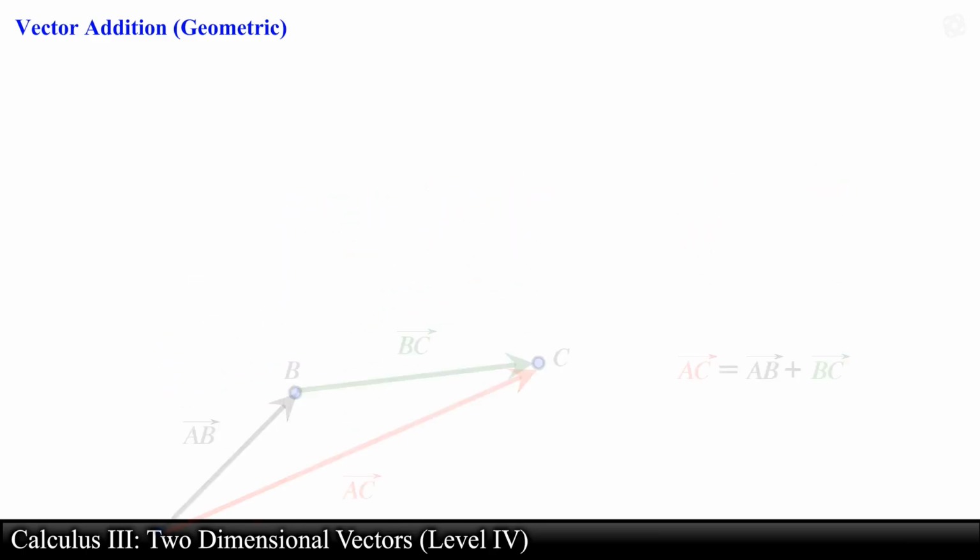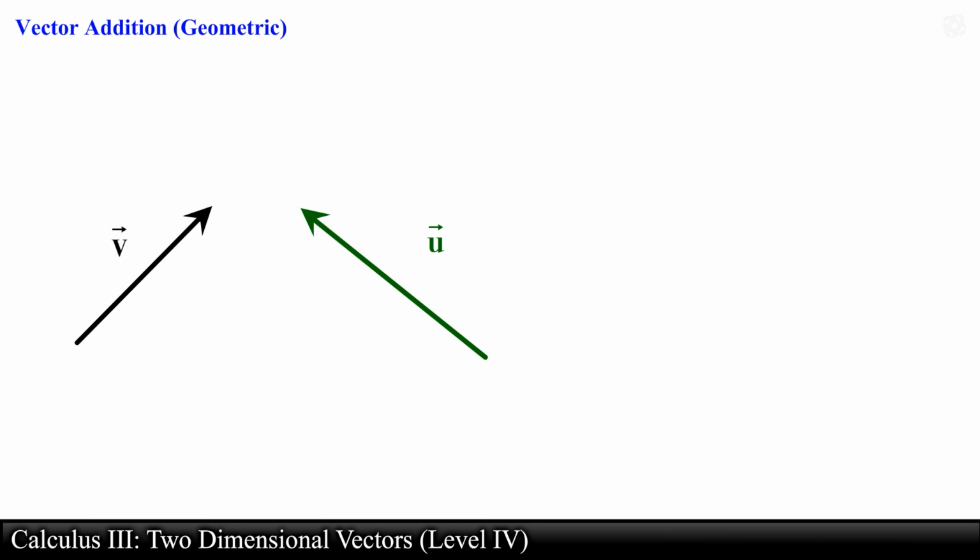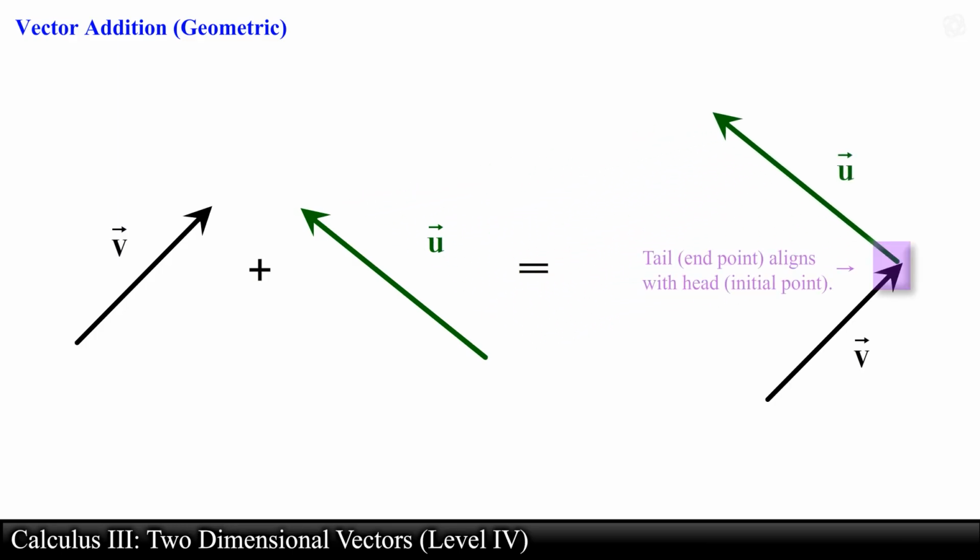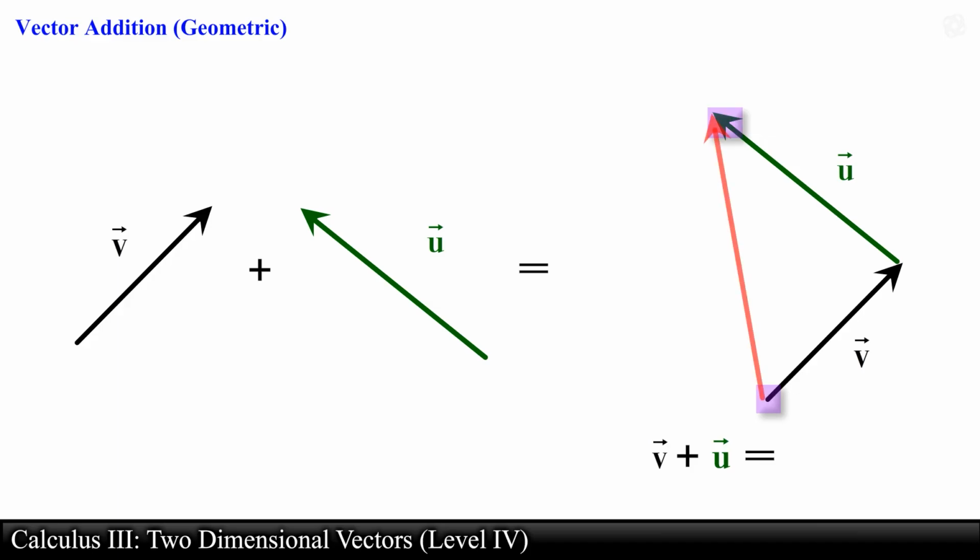In general, if we start with vectors v and u, we can geometrically find the sum of these two vectors by first moving vector u, making sure we do not change its magnitude or direction, so that its tail coincides with the head or tip of vector v, as follows. We can then define the sum, vector v plus vector u, as the vector whose initial point coincides with the initial point of vector v and extends to the terminal point of vector u.